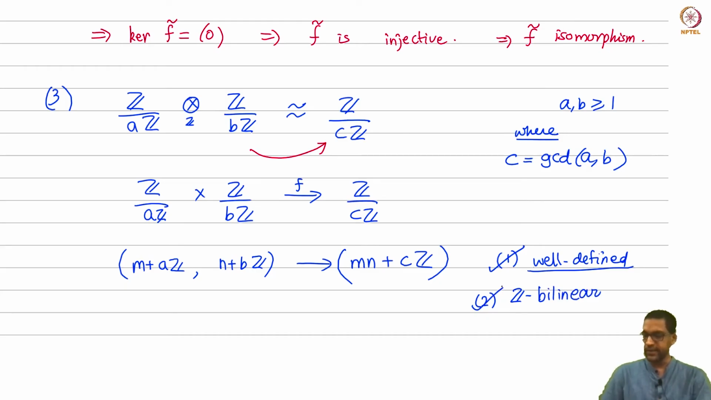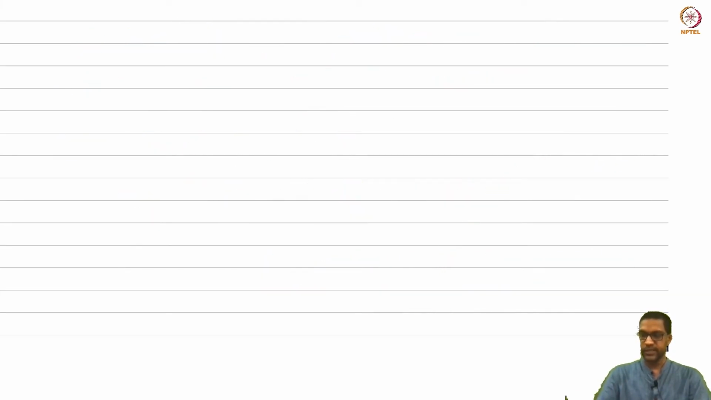It's Z bilinear. So let's also prove that. So I need to prove it maybe. So let's show that it is Z bilinear. So in each component, it is linear. So the second property, Z bilinear.